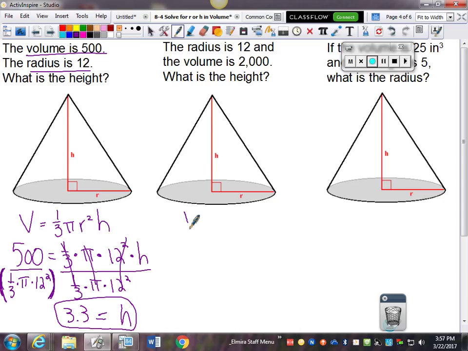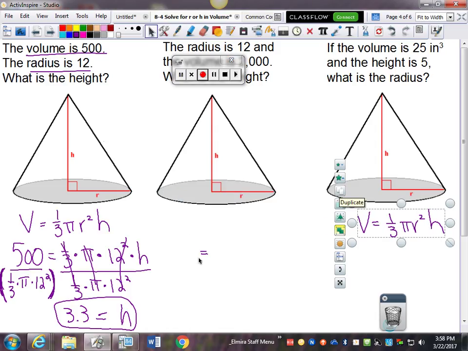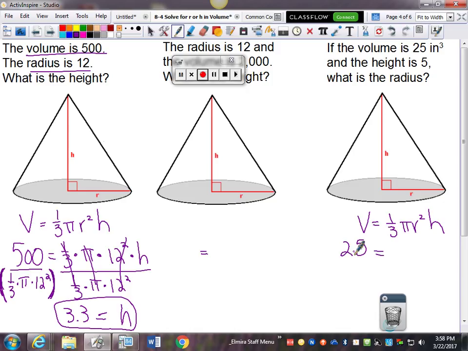This problem, volume equals 1/3 pi r squared h. This time the radius, you know what, this is not the problem I want to do. Hold on a second, I want to actually do the third one. Let's come over to this one. There's a reason for that. Okay, it says the volume is 25 and the height is 5. So that means I don't know the radius.